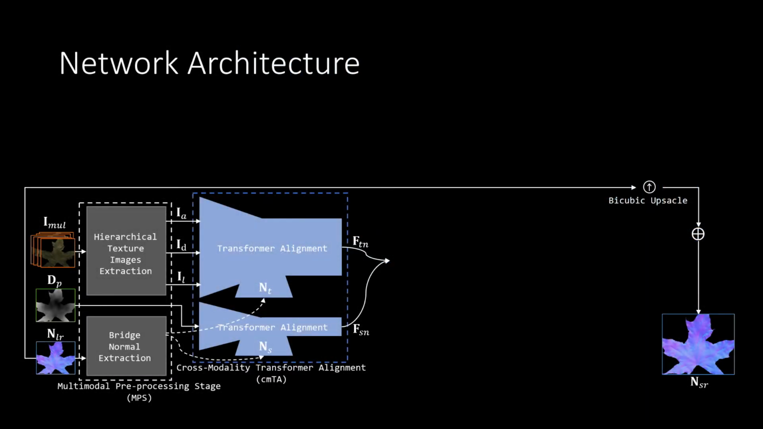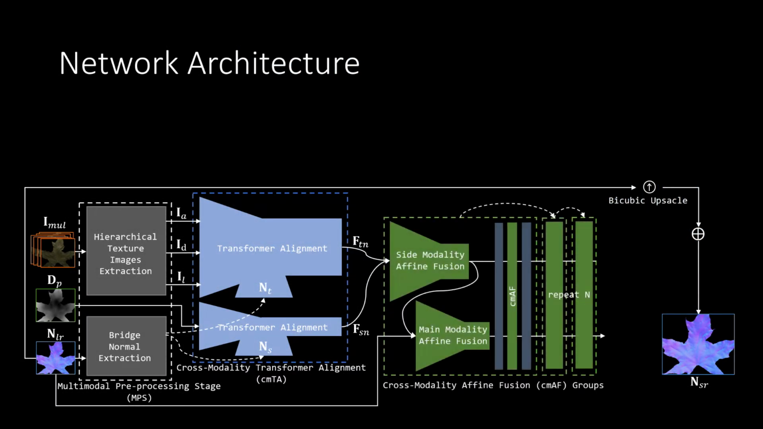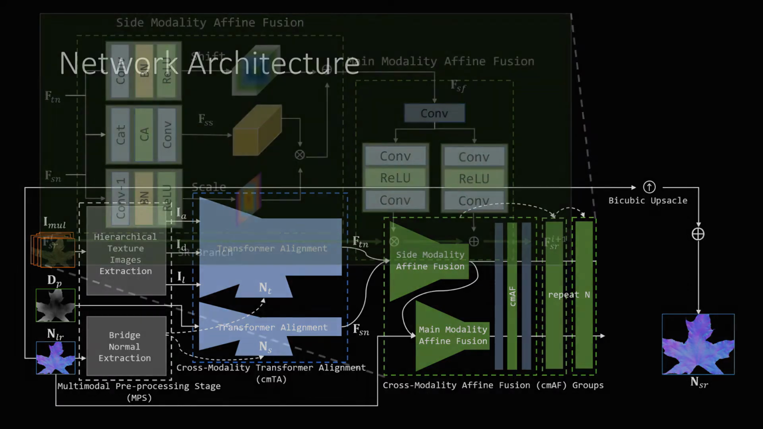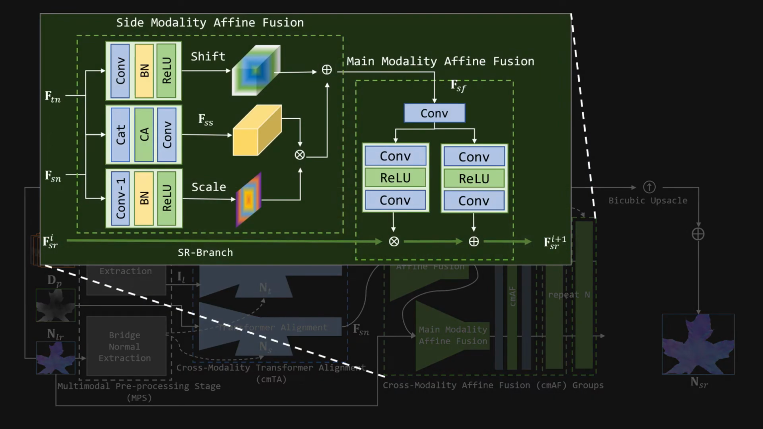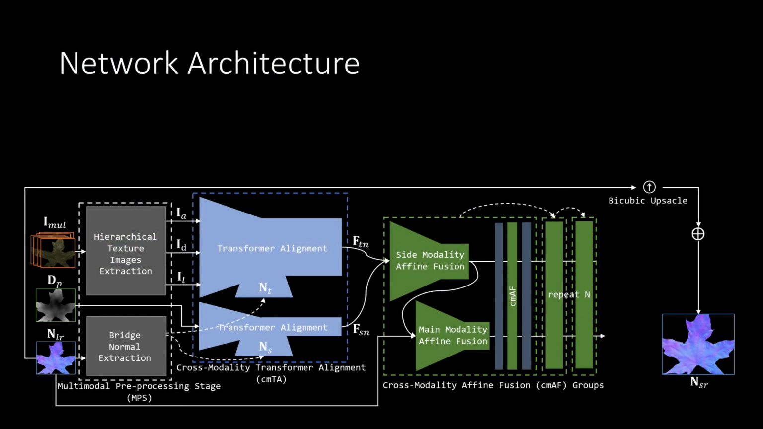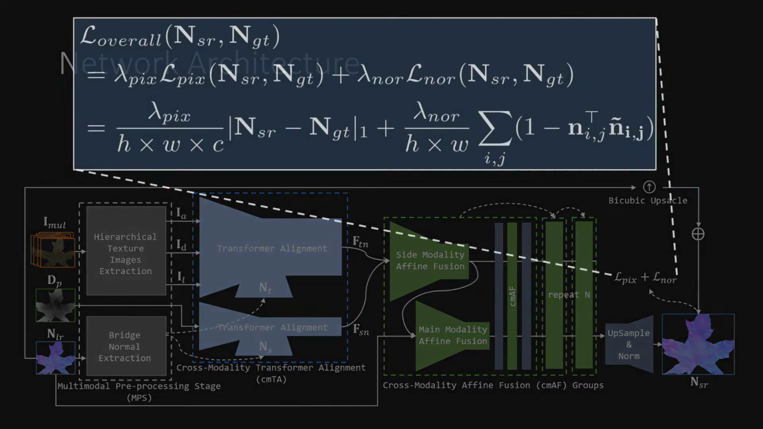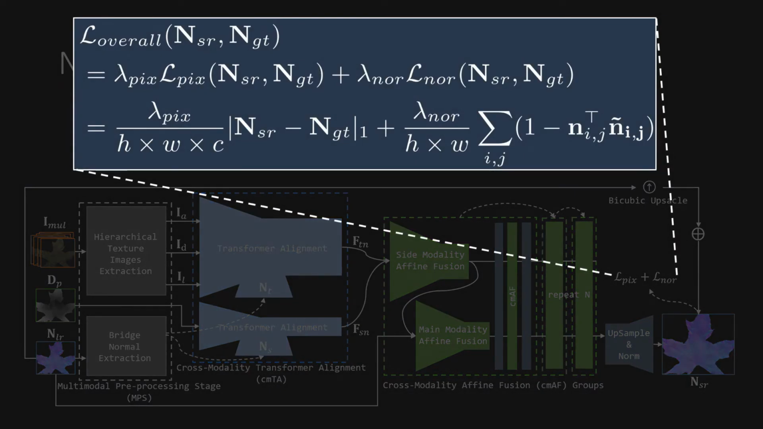After that, using the cross-modality affine fusion groups, the extracted intermediate features are fused into the main modality to assist the target SR feature representation. In this module, inspired by the spatial feature transform mechanism, we fuse the extracted texture and shape features into the backbone of the SR network step by step. Finally, the resulting features will be fed into our upscale module, which contains an upsampling block and a vector normalization layer. Our network is trained by optimizing the loss function, a weighted sum of the pixel loss and normal angle loss.